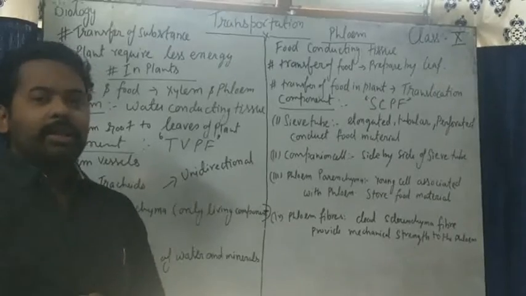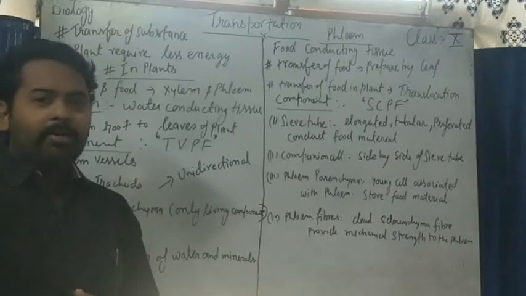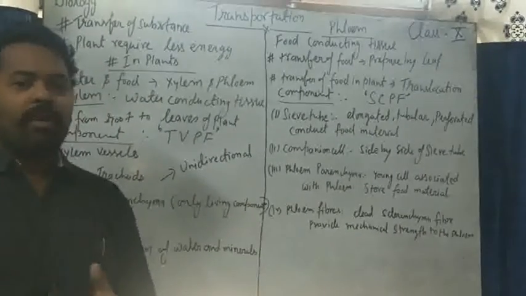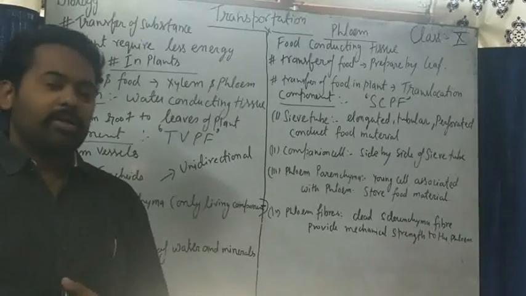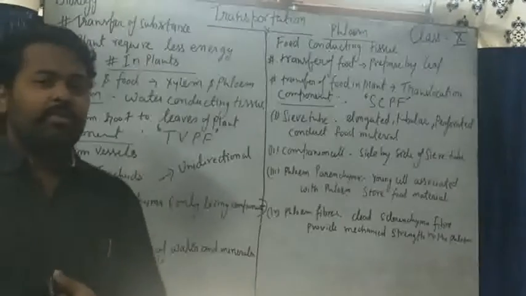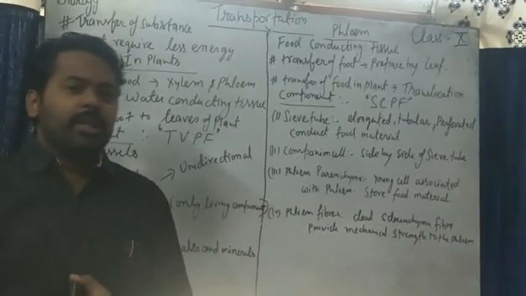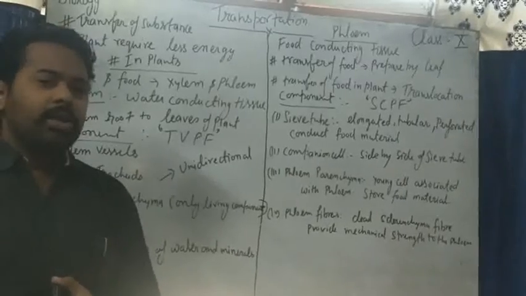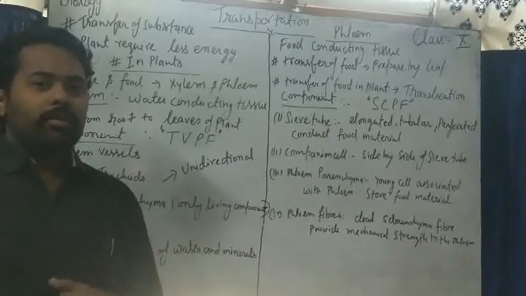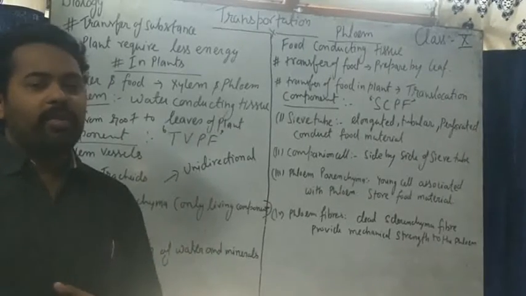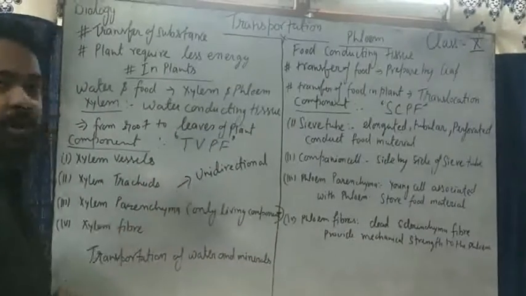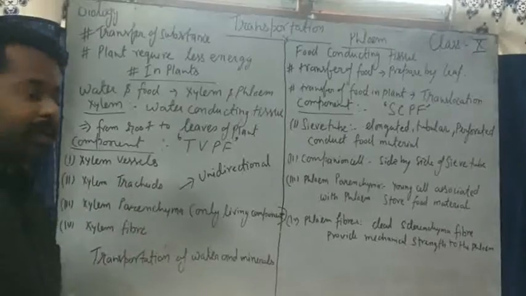Plant require less energy than animal. In plant, first we talk about transportation in plant. In plant, transportation of water and food is carried out by vascular tissue, which is xylem and phloem. First, we talk about xylem. Xylem is known as water conducting tissue. It means it conducts water from soil to the root, and after that it sends water to the leaf for photosynthesis. Xylem is composed of four types of cell, as you learned in class 9.